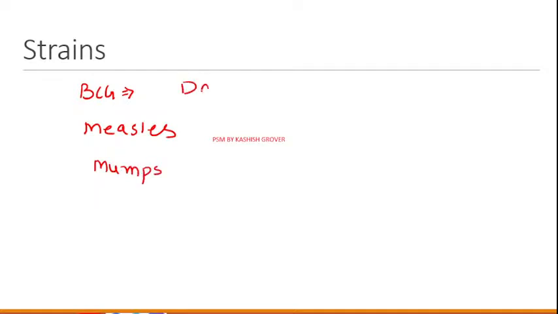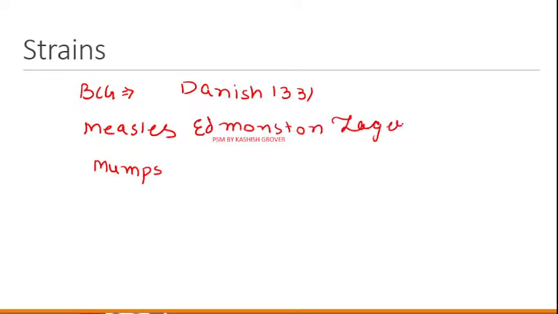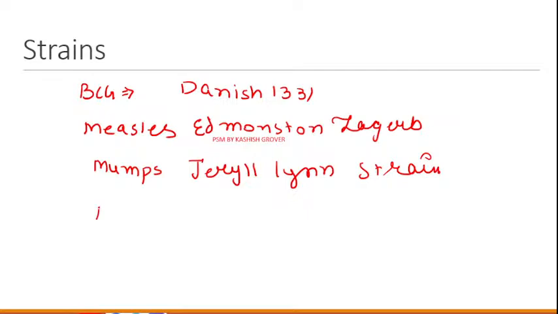It is Danish 1331. What about measles? It is Edmonston Zagreb. Edmonston Zagreb. What about mumps? It is Gerald Lynn strain. Yes, anyone? Rubella. What about rubella?